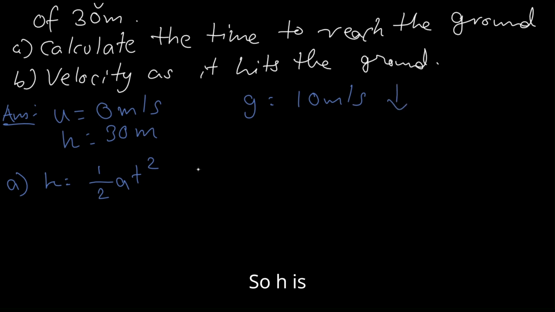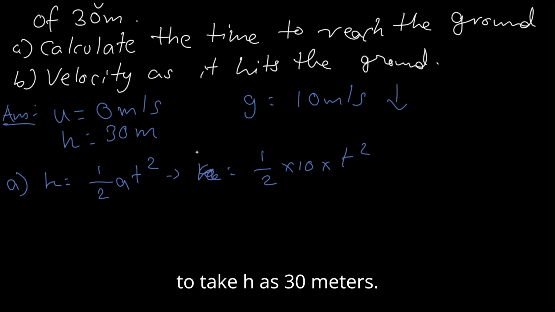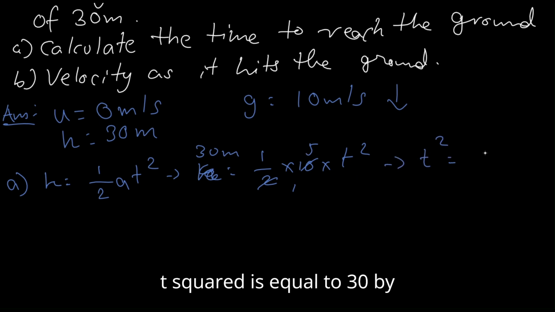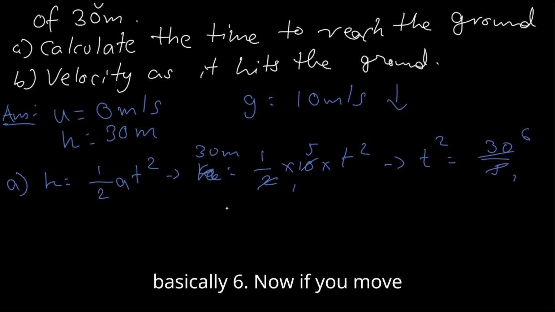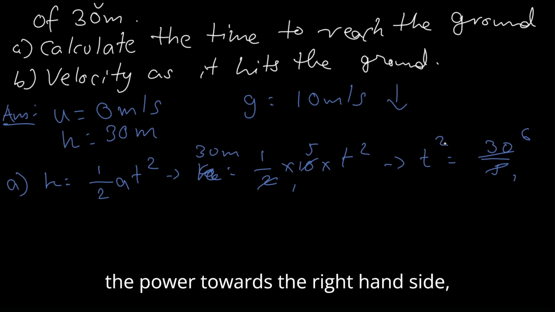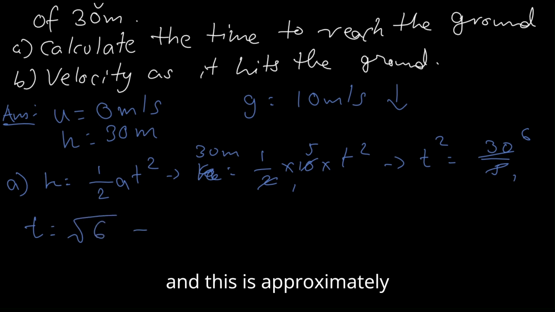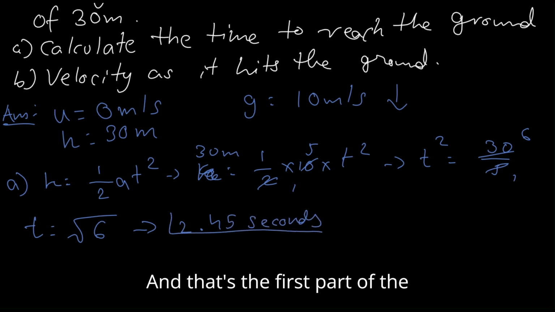So h is equal to half times 10 times t squared. We're going to take h as 30 meters. Cancel this. So then you get t squared is equal to 30 by 5, which is basically 6. Now if you move the power towards the right hand side, you get t is equal to root 6, and this is approximately 2.45 seconds. And that's the first part of the question.